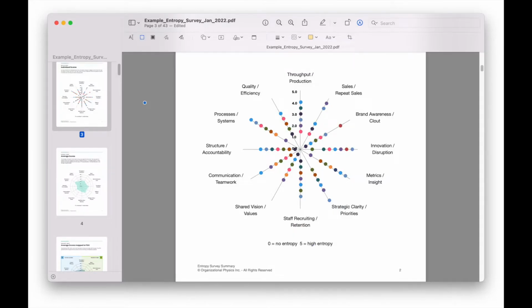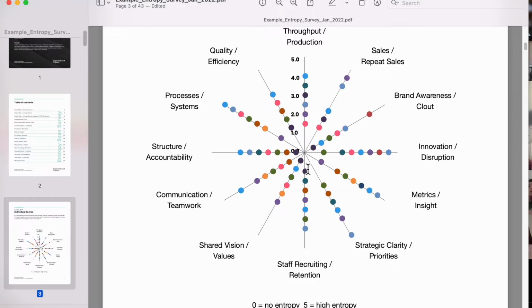Notice that this doesn't look very useful at all, does it? This result so far. Now, 0 in the middle means there's no problems, no entropy, no opportunity for improvement. And out on the perimeter is a 5, and that indicates big problems, high entropy, big opportunity for improvement. And you'll notice that we've surveyed the team across 12 functional areas, from throughput in production to sales, repeat sales, and you can read the rest.